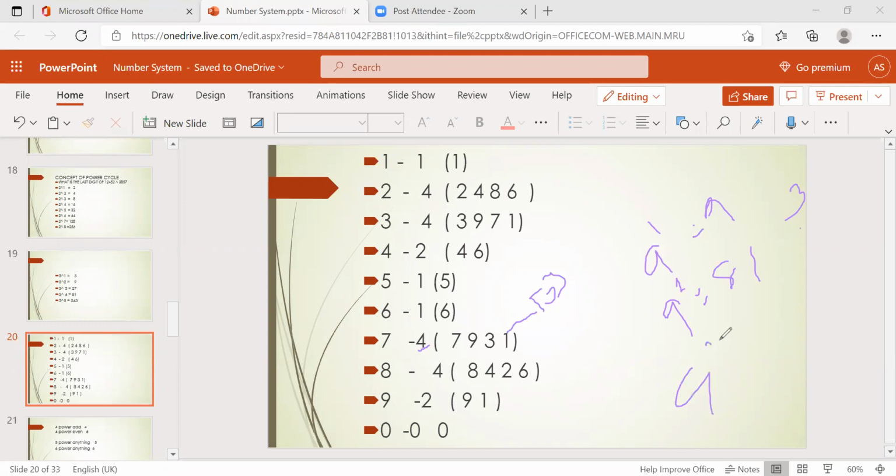And 9 power 3 is again 9. So it is repetition of 2 numbers. Then for 0, it's 0. Okay, these are the power cycle numbers. You need to remember this. These 4 numbers and these 4 numbers.